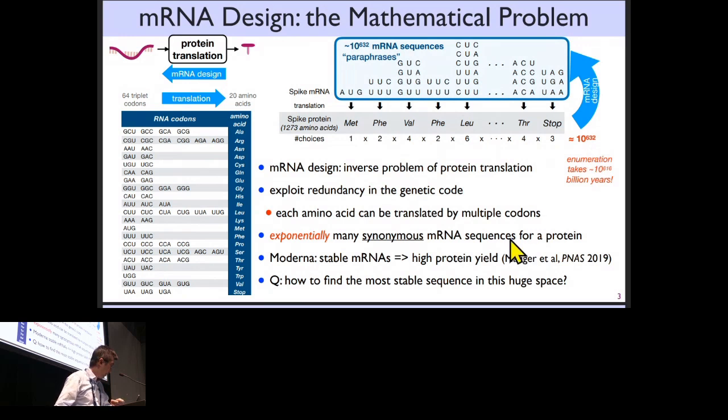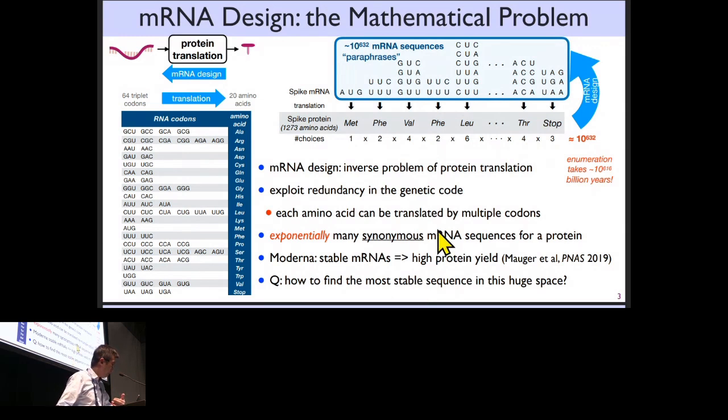Well, luckily, there was a paper from Moderna which suggested that you should choose the most stable mRNA for vaccine, because it will stay the longest in your cell and produce the most amount of protein. But the real question is how? How do you search in this vast ocean of alternatives for the most stable sequence?